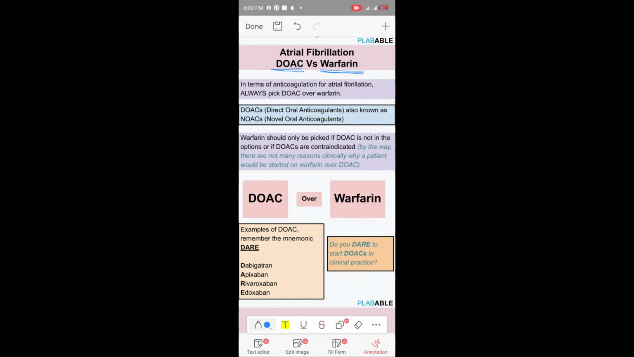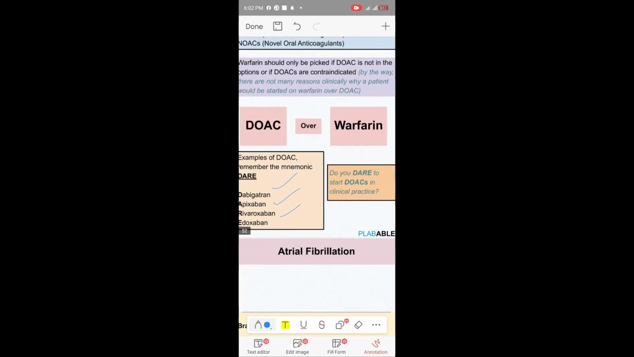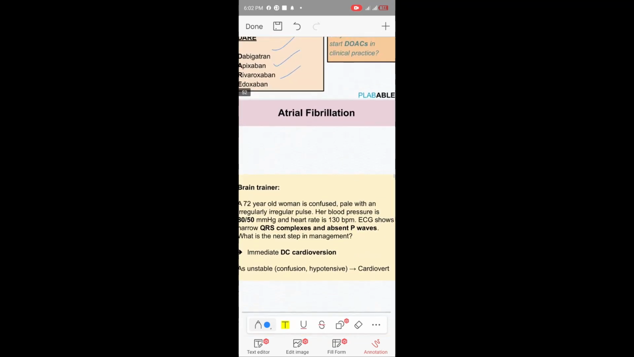That's rivaroxaban, apixaban, and edoxaban, any one of them. Rivaroxaban and apixaban are a better option. But if the valve is involved, for example mitral regurgitation 3 plus, and there is atrial fibrillation, then you need to go for warfarin. Here are some direct oral anticoagulants: dabigatran, apixaban, edoxaban, rivaroxaban. So in valvular AFib, go for warfarin, and for all the other AFib, go for DOACs.